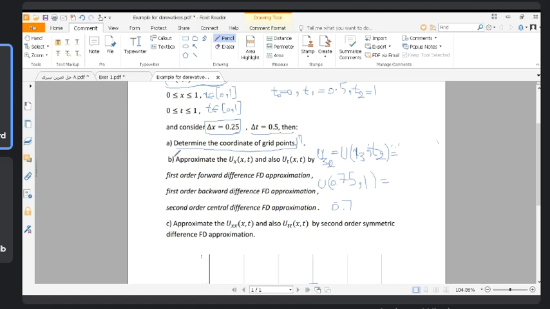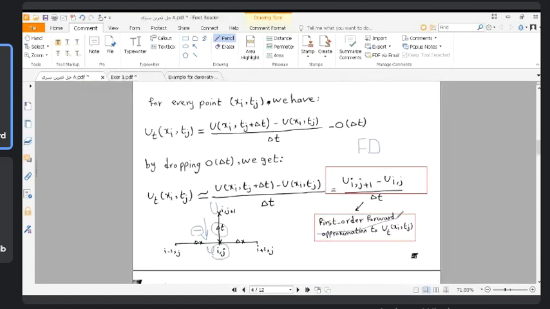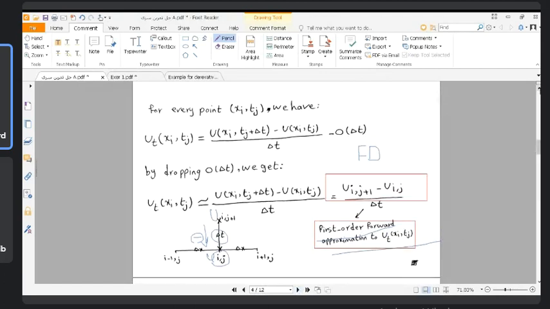You should approximate the UX and also UT by first order forward finite difference approximation. Okay, I hope that you understand this first forward approximation for UT and UX. This is the first order forward approximation to UT. Okay. Is it okay? Where are you?